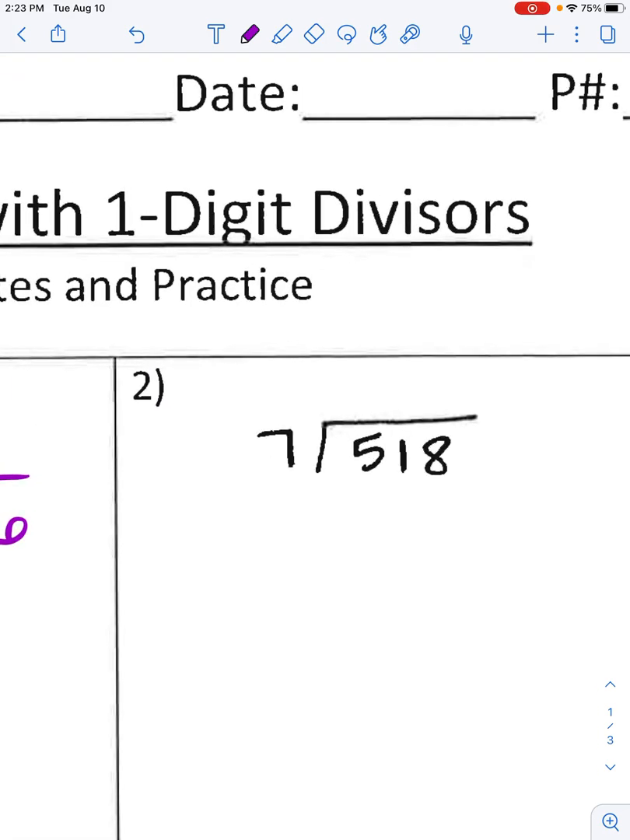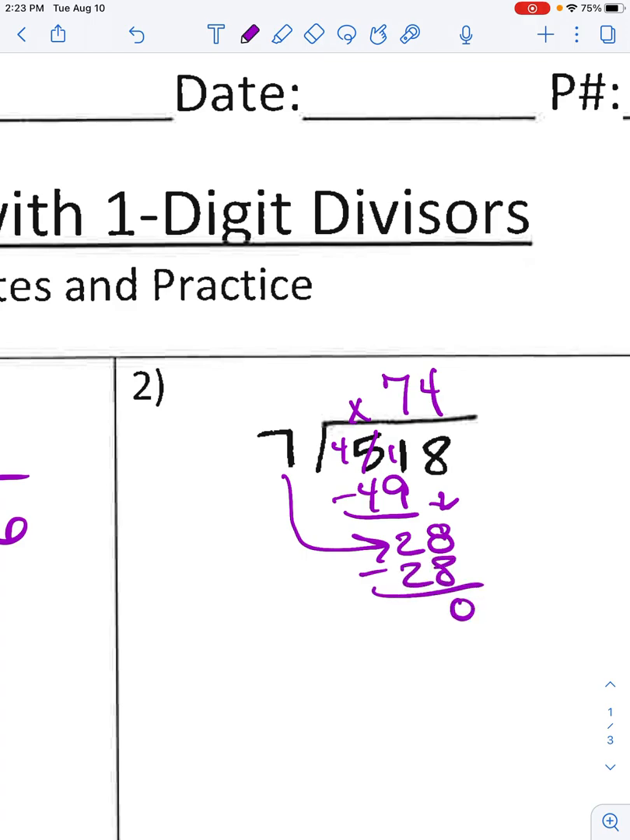Does 7 go into 5? It does not. How many times will 7 go into 51? Use your multiplication chart if you need to. It goes in 7 times. 7 times 7 is 49. You're going to subtract 51 minus 49. You can either subtract or count up. You get 2. After you subtract, bring down the next number. And then how many times does 7 go into 28? 7, 14, 21, 28. It goes in 4 times. 7 times 4 is 28. Subtract and get 0. 74 is our answer.